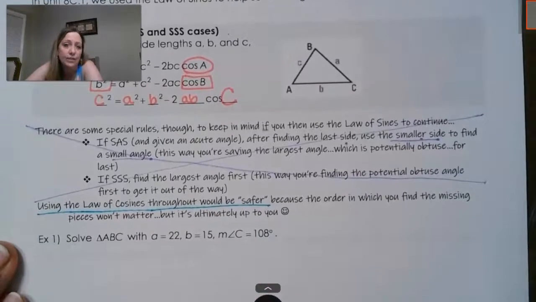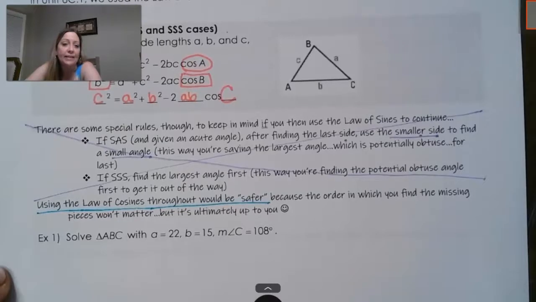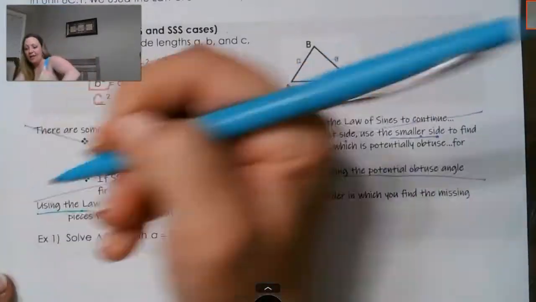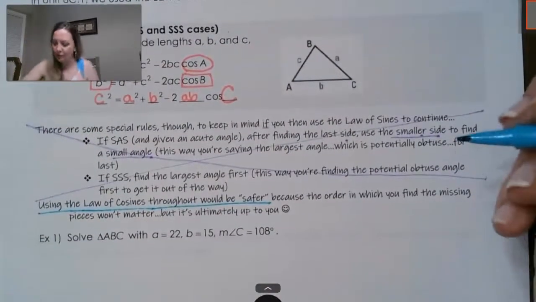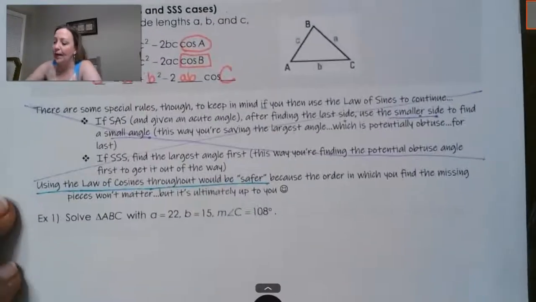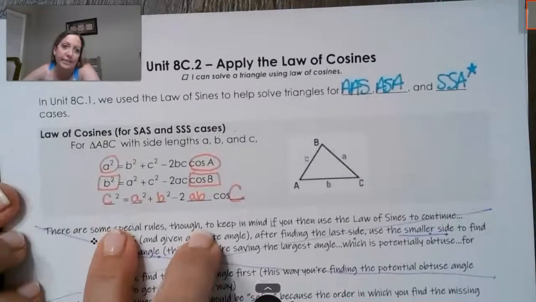Using the law of cosines throughout is going to be safer, because that way the order in which you find the missing pieces won't matter. It's ultimately up to you. But let's trust Mrs. Mackey here, and all your other Algebra 2 trig teachers often say the same thing, okay? So I know it looks like 3 formulas. It's not.